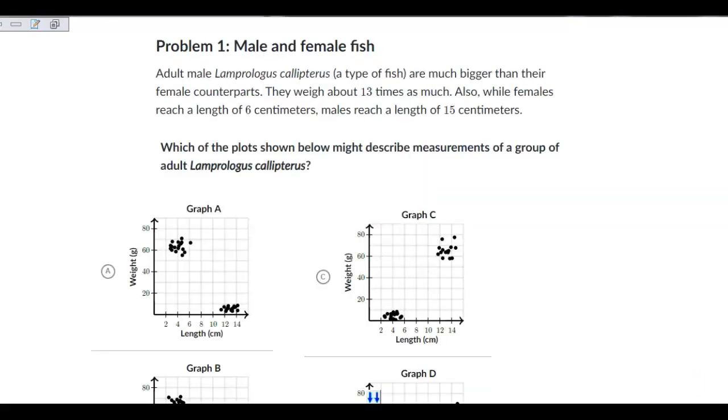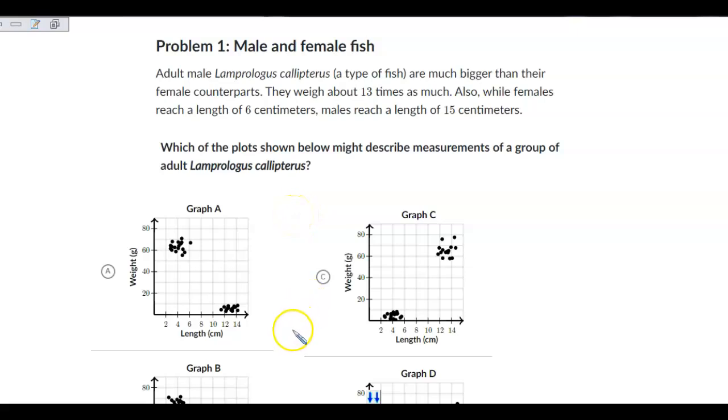Let's talk about which plots shown might describe the group of adult Lamprologus callipterus. That's a type of fish. They're bigger than their female counterparts, and they weigh about 13 times as much. Also, the females reach a length of 6 centimeters, and males reach a length of 15 centimeters. All right, so which of the plots may describe them?